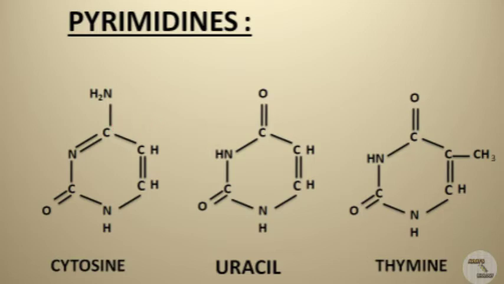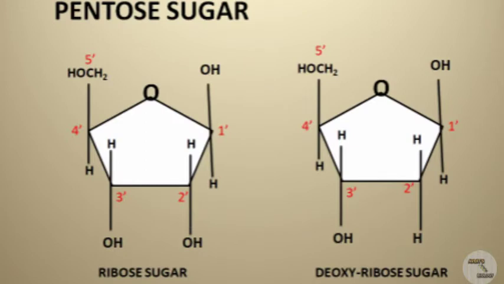So we can call cytosine 2-oxy-4-aminopyrimidine. And uracil contains two carbonyl groups at both the C2 and C4 positions. So we can call uracil 2,4-dioxypyrimidine. Now let's move to the next component, which is the pentose sugar.